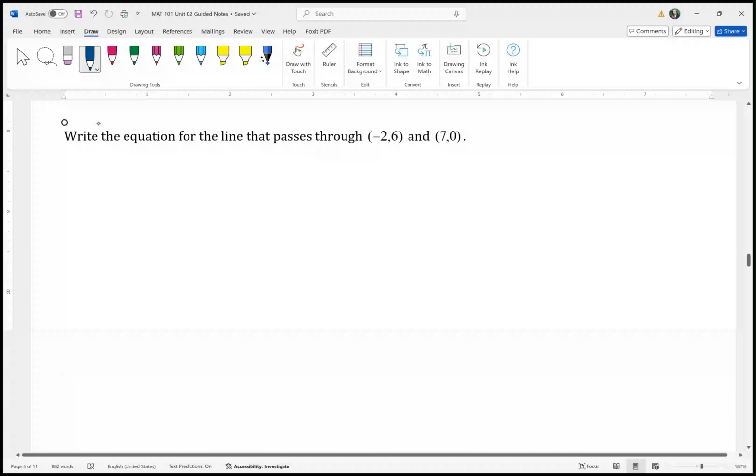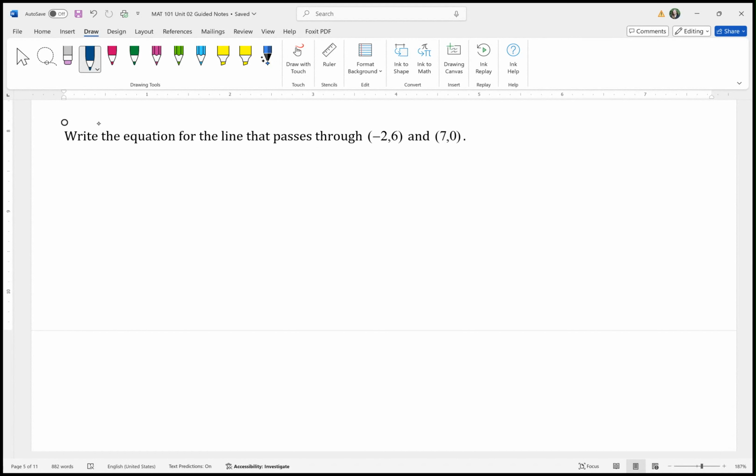In this problem, we are writing the equation for the line that passes through 2 points. In the past, we have used the point slope, and we have used the slope-intercept form. But both of those required the slope, okay? And the other one required the y-intercept. In this case, we have neither of those things.